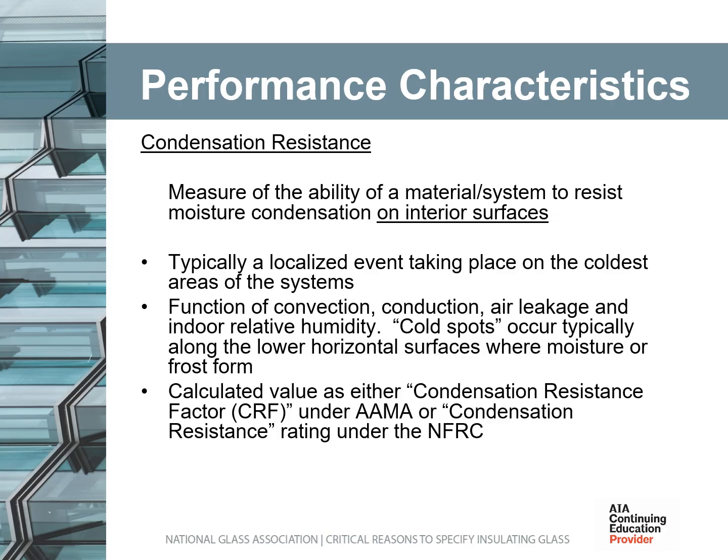NFRC also has a rating system called Condensation Resistance. NFRC condensation resistance is based on a dimensionless scale of 1 to 100, with a higher number representing a greater resistance to condensation formation. Condensation resistance is typically a localized effect due to thermal conductivity differences of discrete components. A highly conductive material that reaches from the warm side surface to the cold side surface will create a localized heat flux, significantly greater than the lower conductivity insulating materials around it, creating a thermal short circuit. Such thermal short circuits can have a detrimental effect on the ability of a fenestration system to resist moisture condensation.